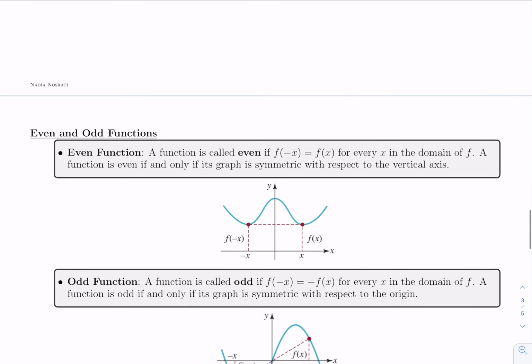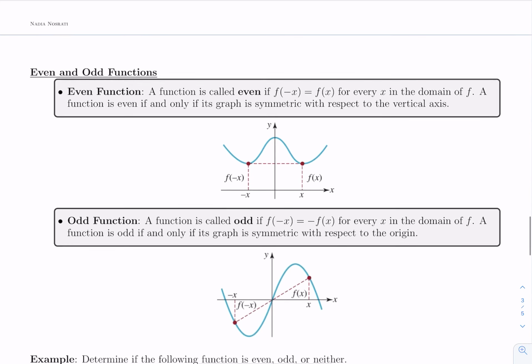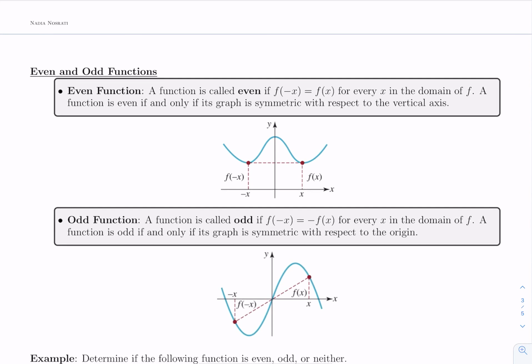Next, we will talk about even and odd functions. An even function is a function whose graph has symmetry with respect to the y-axis. That means if you consider f of x and f of negative x, they will be equal. F of negative x equals f of x.